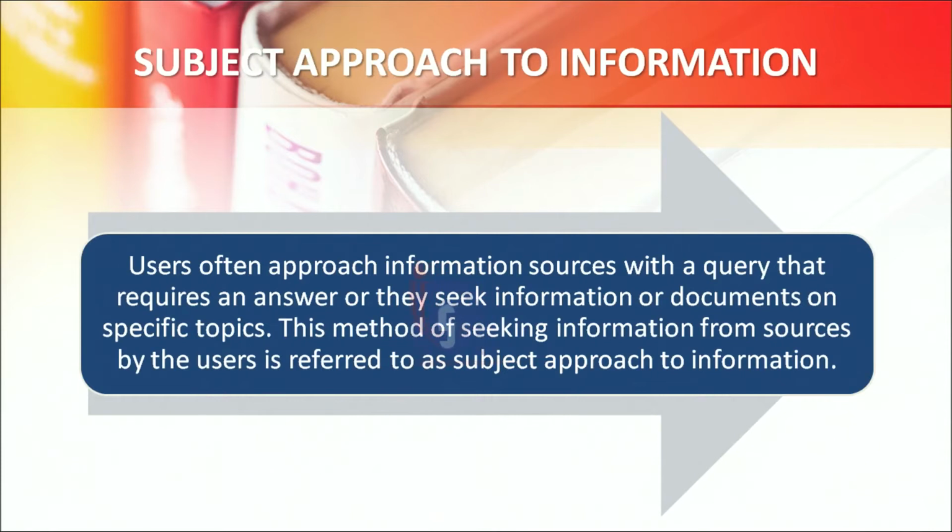Users often approach information sources with a query that requires an answer, or they seek information or documents on specific topic. This method of seeking information from sources by the users is referred to as subject approach to information. In order to provide this kind of information, it is necessary for information organizations to arrange document or surrogate of document in library catalog, indexes or databases in such a way that item of specific information can be retrieved.